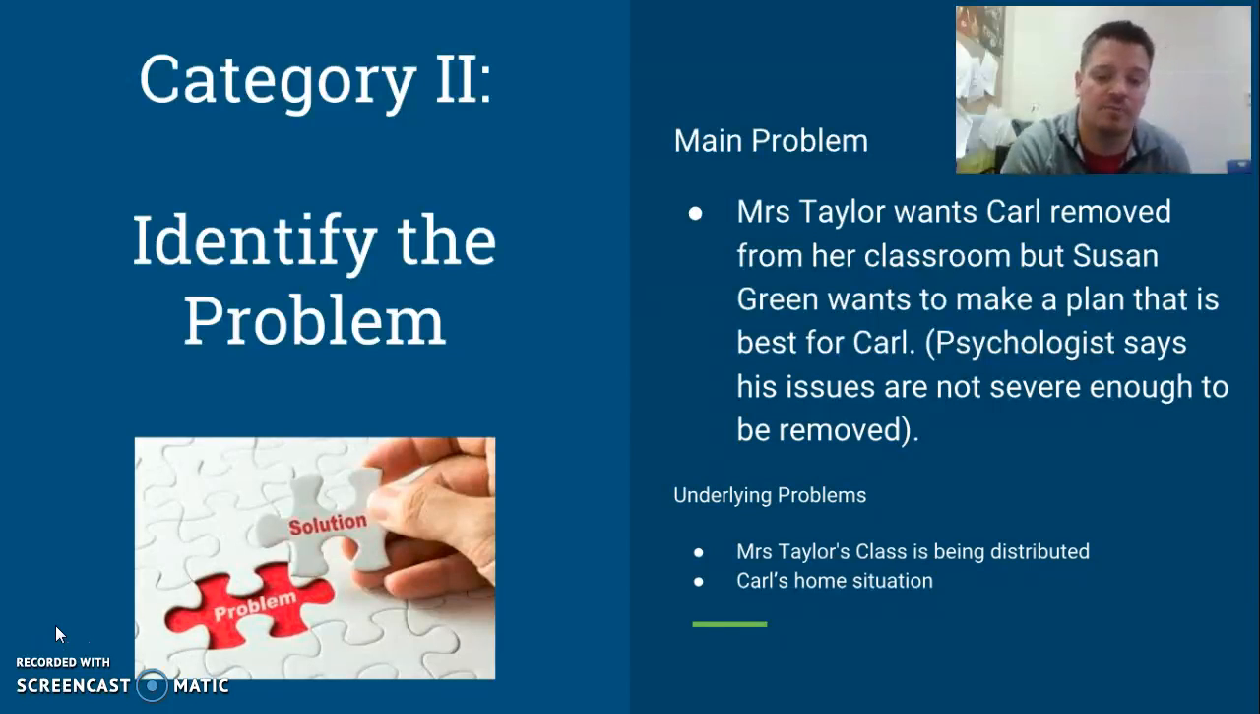Some of the underlying problems: Mrs. Taylor's class is being disrupted, and there are the issues going on in Carl's life with his parents' divorce and things that are happening at home.